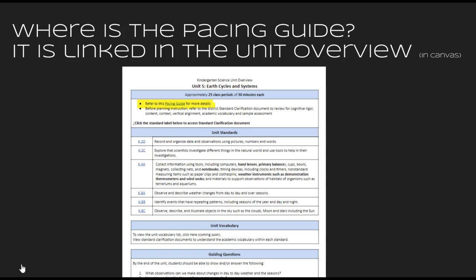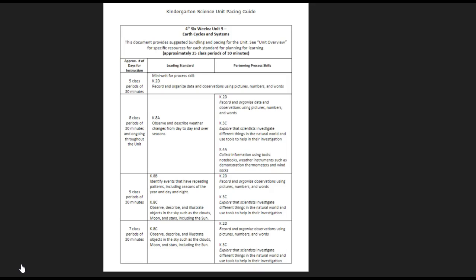I just want to remind you that the pacing guide can be found at the top of the unit overview. When you get to the unit overview, click on the hyperlink at the top that I've got highlighted in yellow, and then you'll see this document come up. So this gives us a glance all on one paper of what the 6 weeks is broken up into as far as little mini units.